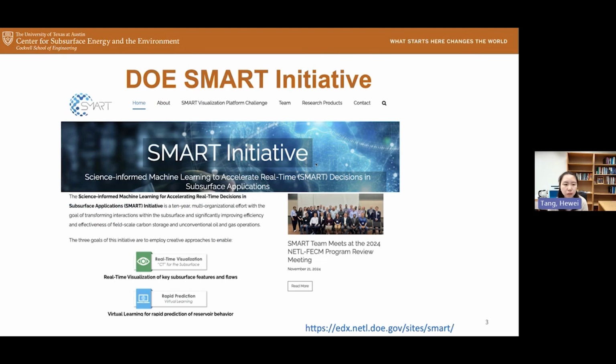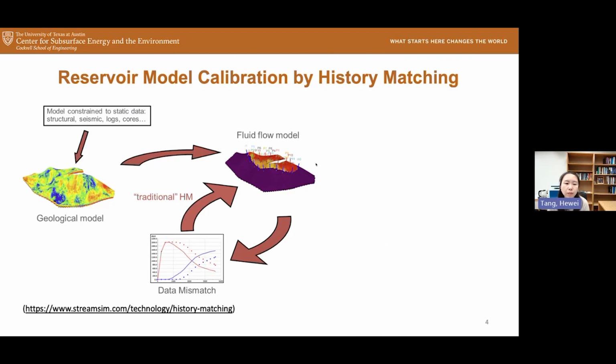So this is a DOE program that focuses on developing science-informed machine learning tools to accelerate real-time decision making in subsurface applications, and specifically for geological carbon storage. I have been involved in several tasks in the SMART initiative, and one of the major goals is to use machine learning tools to accelerate the history matching for reservoir model calibration.